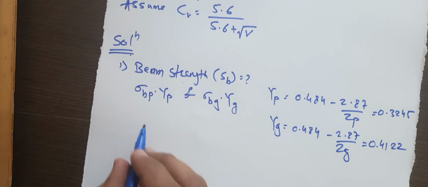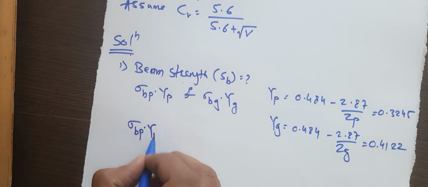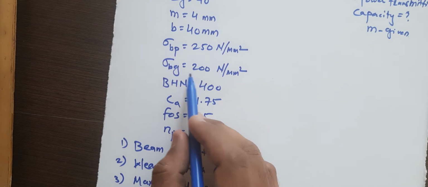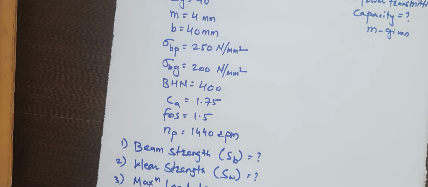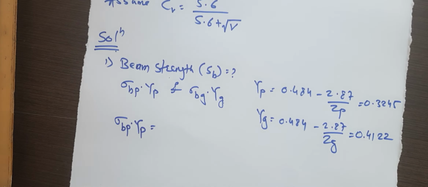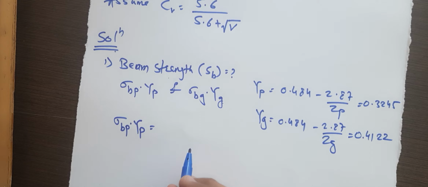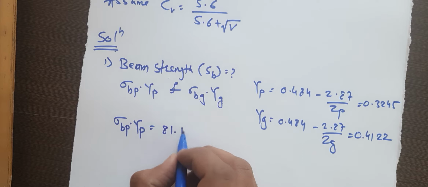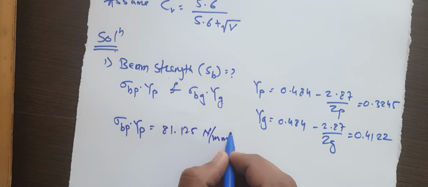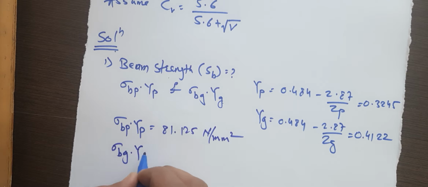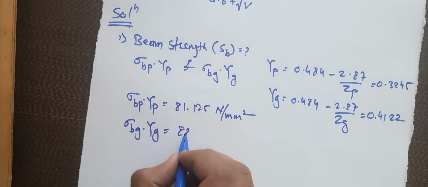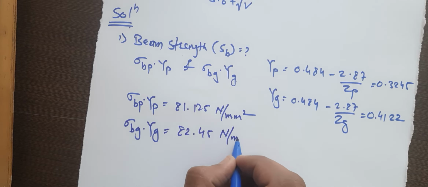0.4122. Then you need to calculate sigma BP into YP. So you just have to multiply sigma BP into YP. Sigma BP is given here as 250, sigma BG is given as 200. So here we will substitute the values: sigma BP into YP, 250 into 0.3245, so you will get 81.125 Newton per mm square, and sigma BG into YG. If you again multiply sigma BG into YG, you will get 82.45 Newton per mm square.